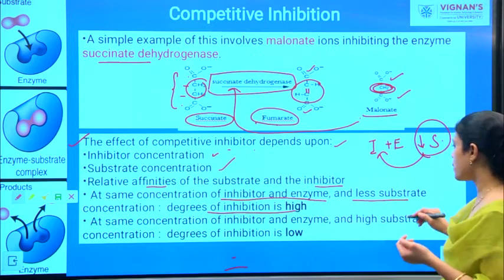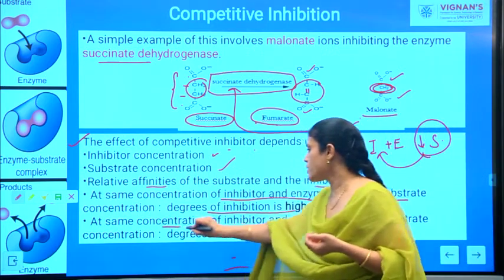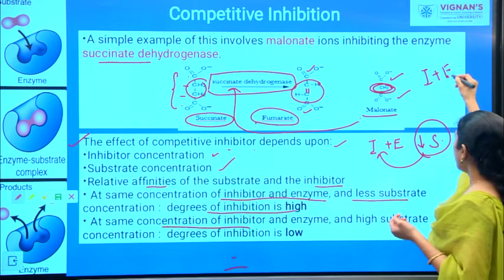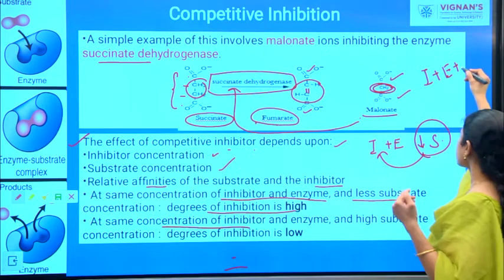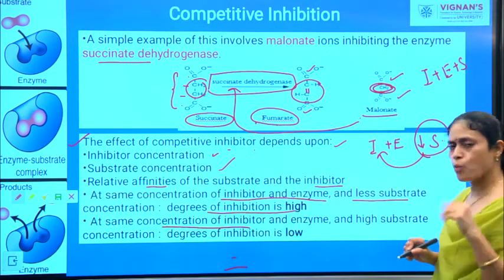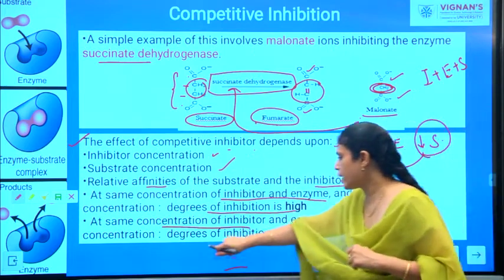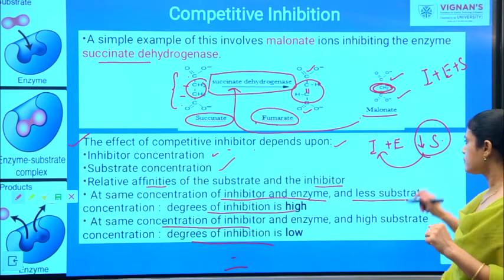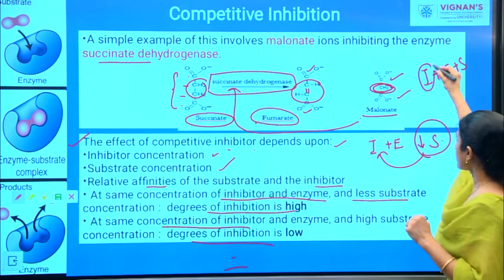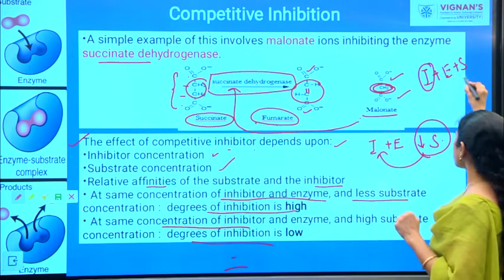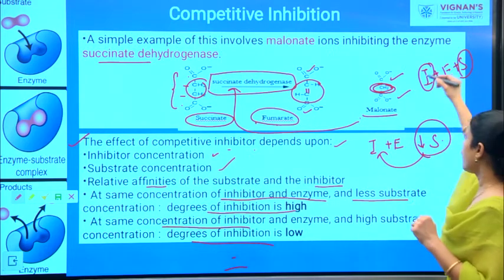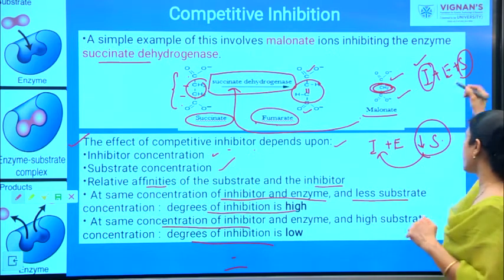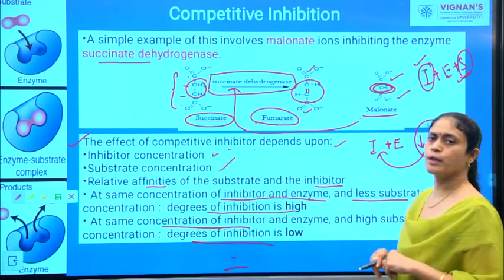Let us consider the second situation where the concentrations of your inhibitor and enzyme are the same, and now we have considered an excess amount of substrate. Now what is the situation? Definitely the degree of inhibition will be low because the inhibitor's concentration is comparatively lower than your substrate concentration, and the effect of the inhibitor will be reduced in the presence of a high concentration of your substrate molecule.